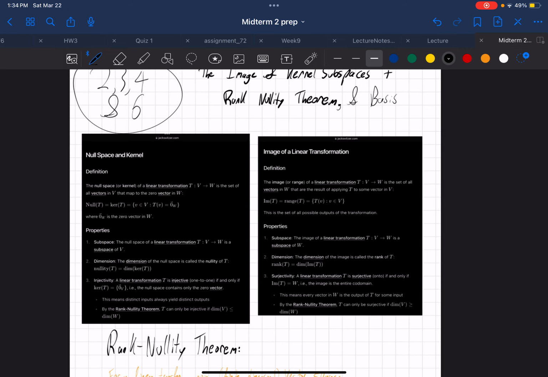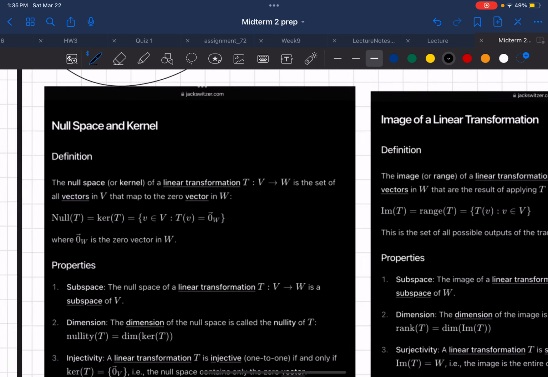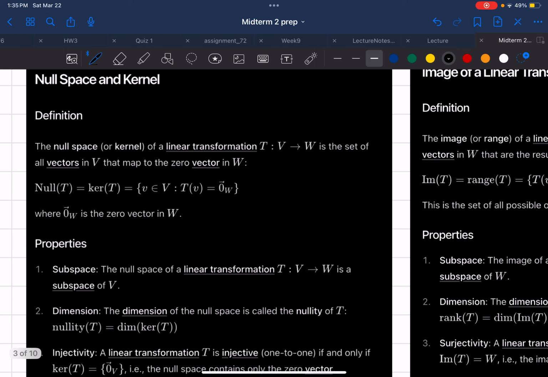Now diving into our next big group of concepts, we're going to be talking about both the image and the kernel subspaces, how those relate to the rank-nullity theorem, and how that also relates to the idea of dimensions or bases. So just diving in, the kernel of a linear transformation is a subspace, but more importantly, it's the set of all vectors in our domain that map to the zero vector of the codomain, okay? So essentially we're asking, what gets mapped to zero?